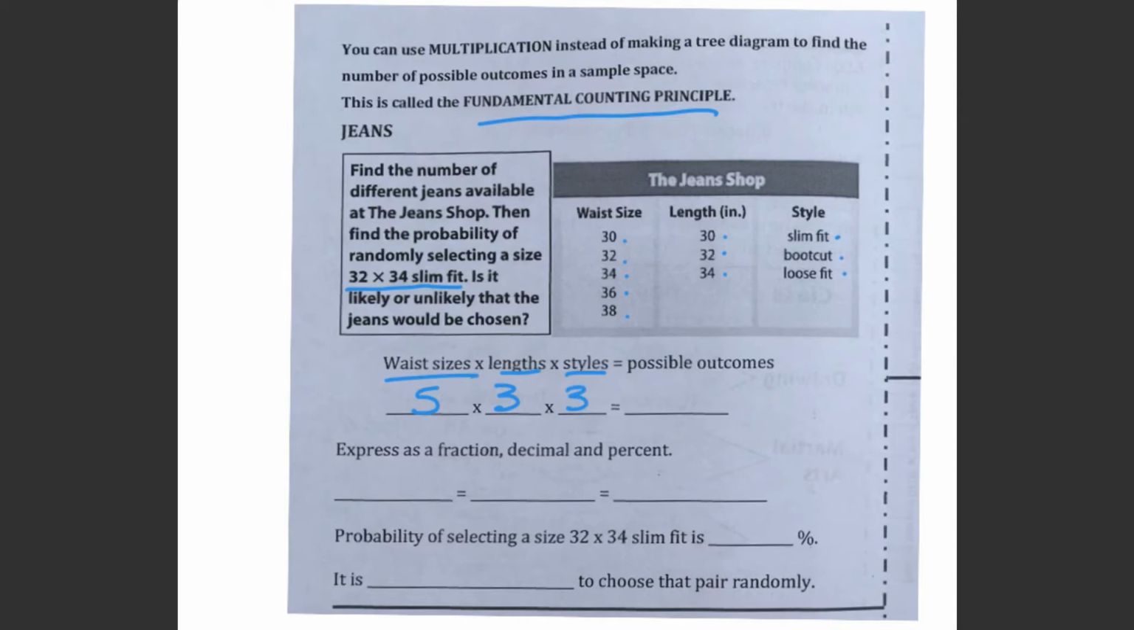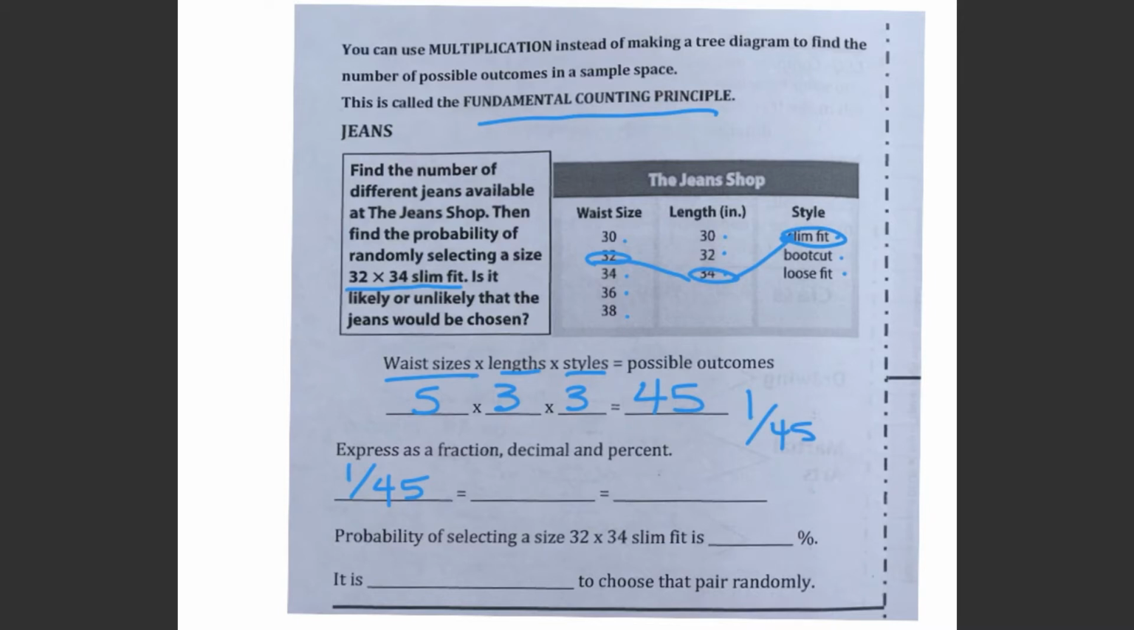So we're going to multiply. 5 times 3 is 15. 15 times 3 is 45. So from here, we want to figure out how many combinations there are that give us a 32 by 34 slim fit jean. And there's just this one way that we can make that jean combination. So that's 1 out of 45. So let's write that over here to the left. We have a 1/45th chance of pulling that jean out randomly.